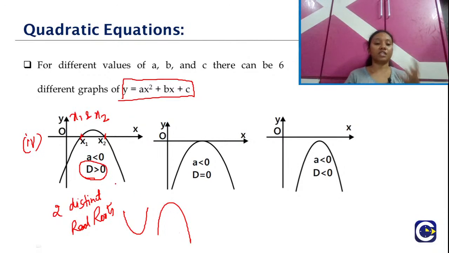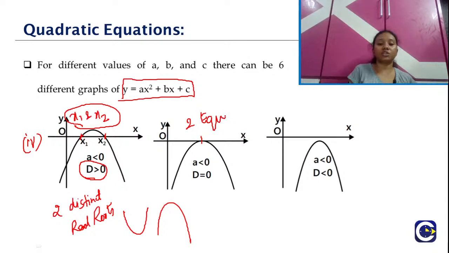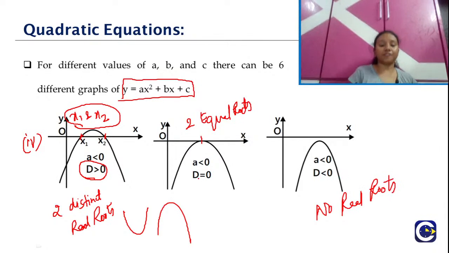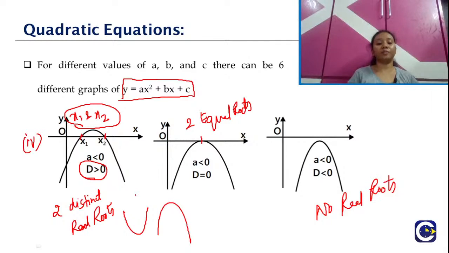Whereas for discriminant greater than 0, it will obviously every time be 2 distinct real roots. When the discriminant is equal to 0, it will be 2 equal roots. And when the discriminant is less than 0, there will be no real roots here. So the only difference is when a is greater than 0, we will have an upward graph, and when a is less than 0, we will have the downward graph. Along with the discriminant, you can also see what the roots are here.